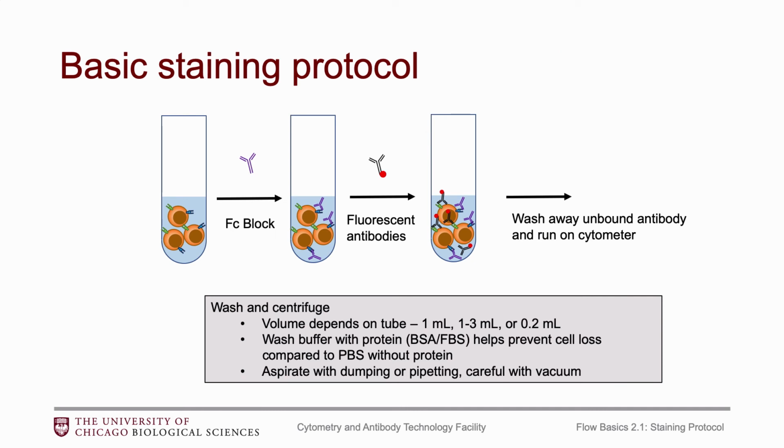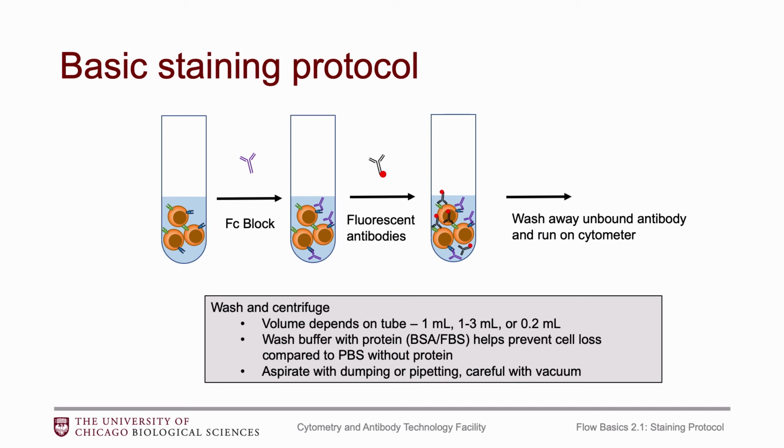So once you have incubated your antibodies for whatever time you have decided on, then you just need to add some FACS buffer to your tubes. Again, depending on which tubes you're using will depend on how much volume you add to each sample. Centrifuge those and then aspirate the supernatant. It's up to you how you want to get rid of that supernatant.